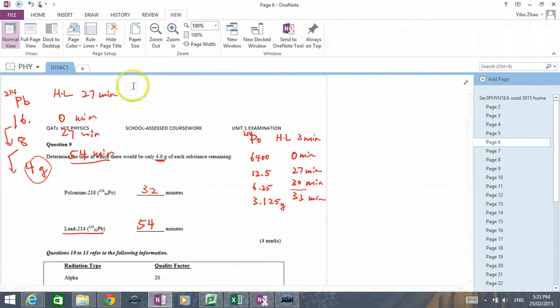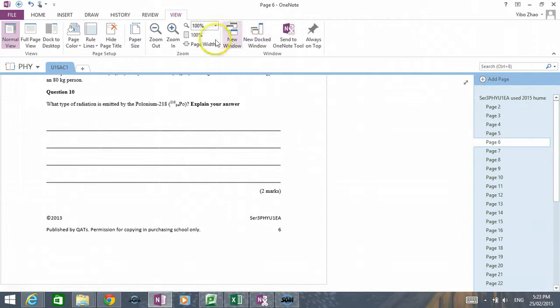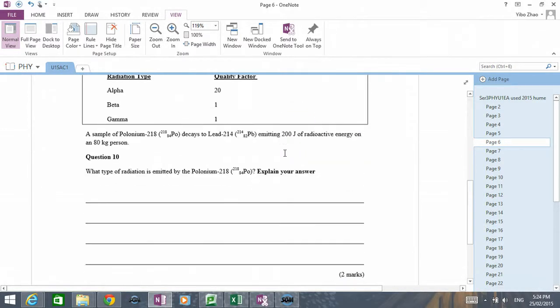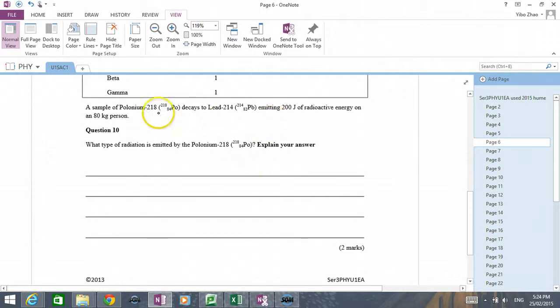Now let's go to the last question. I want everyone to pay attention to this one. What type of radiation is emitted? We have polonium decaying to lead. What type of radiation is it? Step 1, write a chemical equation. If you write a chemical equation, you get 1 mark.